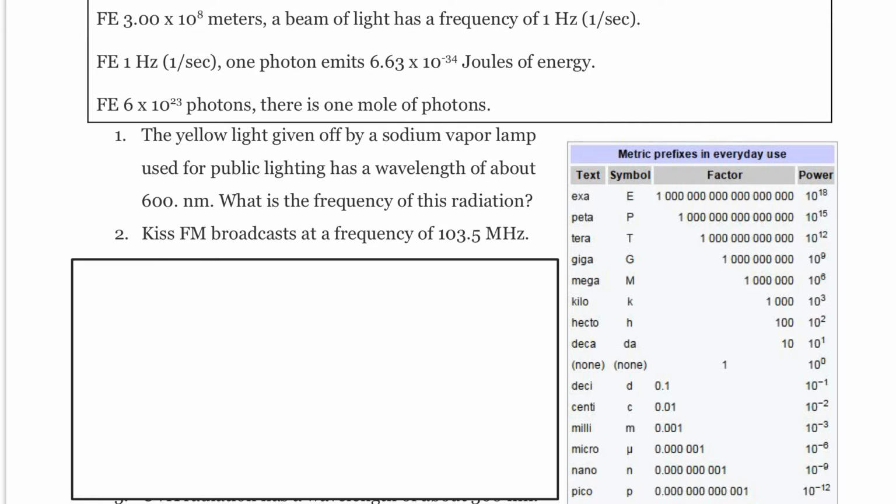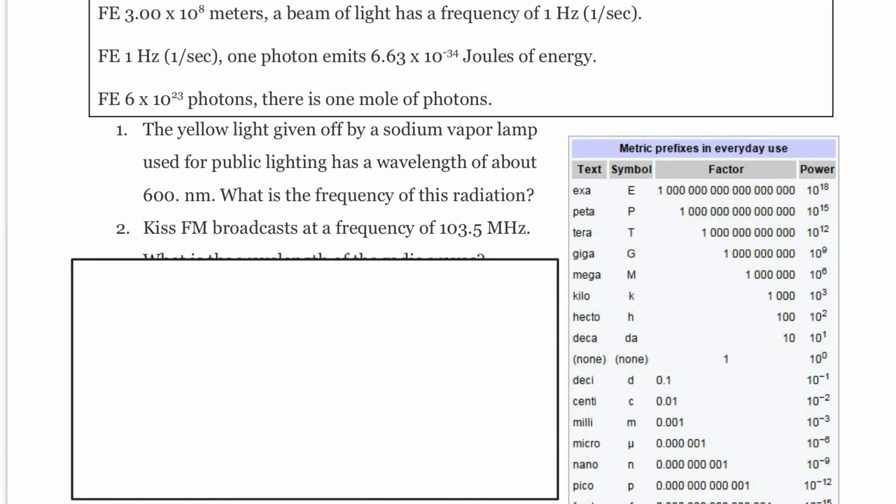Okay, tonight I asked you to do problems 1, 3, 6, and 9. So we're going to take a look at problem number 1. It says yellow light given off by a sodium vapor lamp used for public lighting has a wavelength of about 600 nanometers. And they want to know the frequency of that radiation.